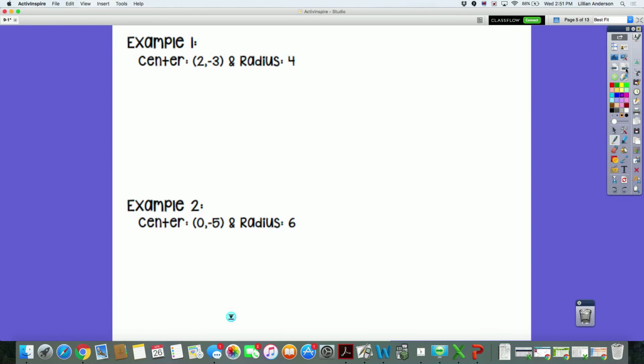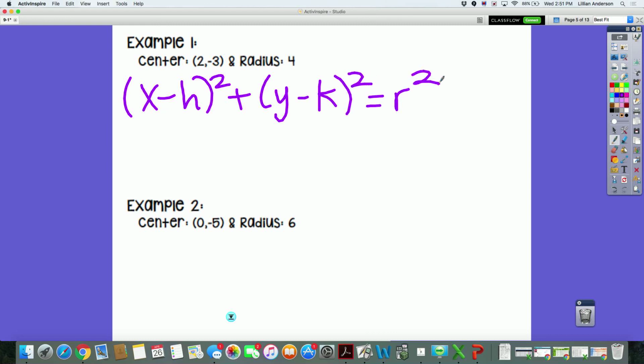So, for example 1, we're given a center of (2, -3) and a radius of 4. I'm just going to write this down because I don't have the formula right there in front of me. I'm just writing this down as a reference. You do not have to write this down. As long as you know the formula, you can write the equation of a circle given the center and the radius. All you do is plug in. The center is a point. That point is (h, k) from that previous slide that I was talking about. These two are opposite.